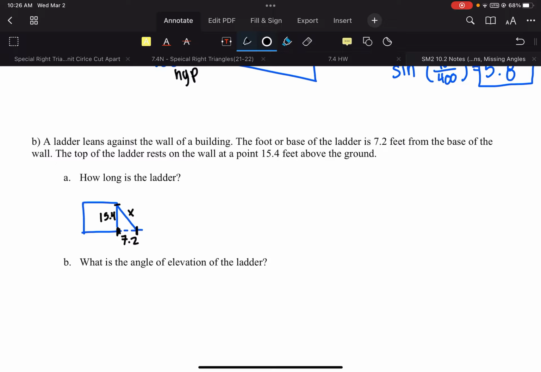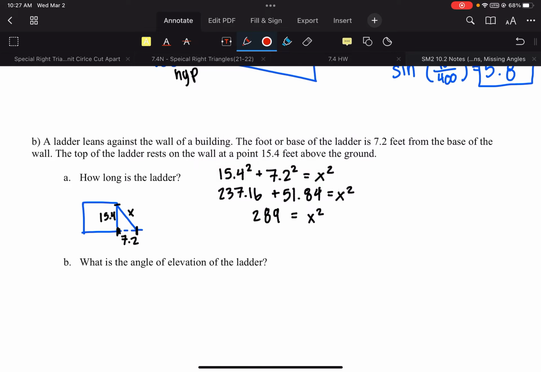So here I'm just solving for a missing side length. I know two sides of my triangle. I want to know the third. So I'm going to use the Pythagorean theorem. 15.4 squared plus 7.2 squared is equal to x squared. 15.4 squared is 237.16. 7.2 squared is 51.84. Add those together, I get 289. So 289 is equal to x squared. I'm going to take the square root of 289. And I get 17. So that ladder is 17 feet long.